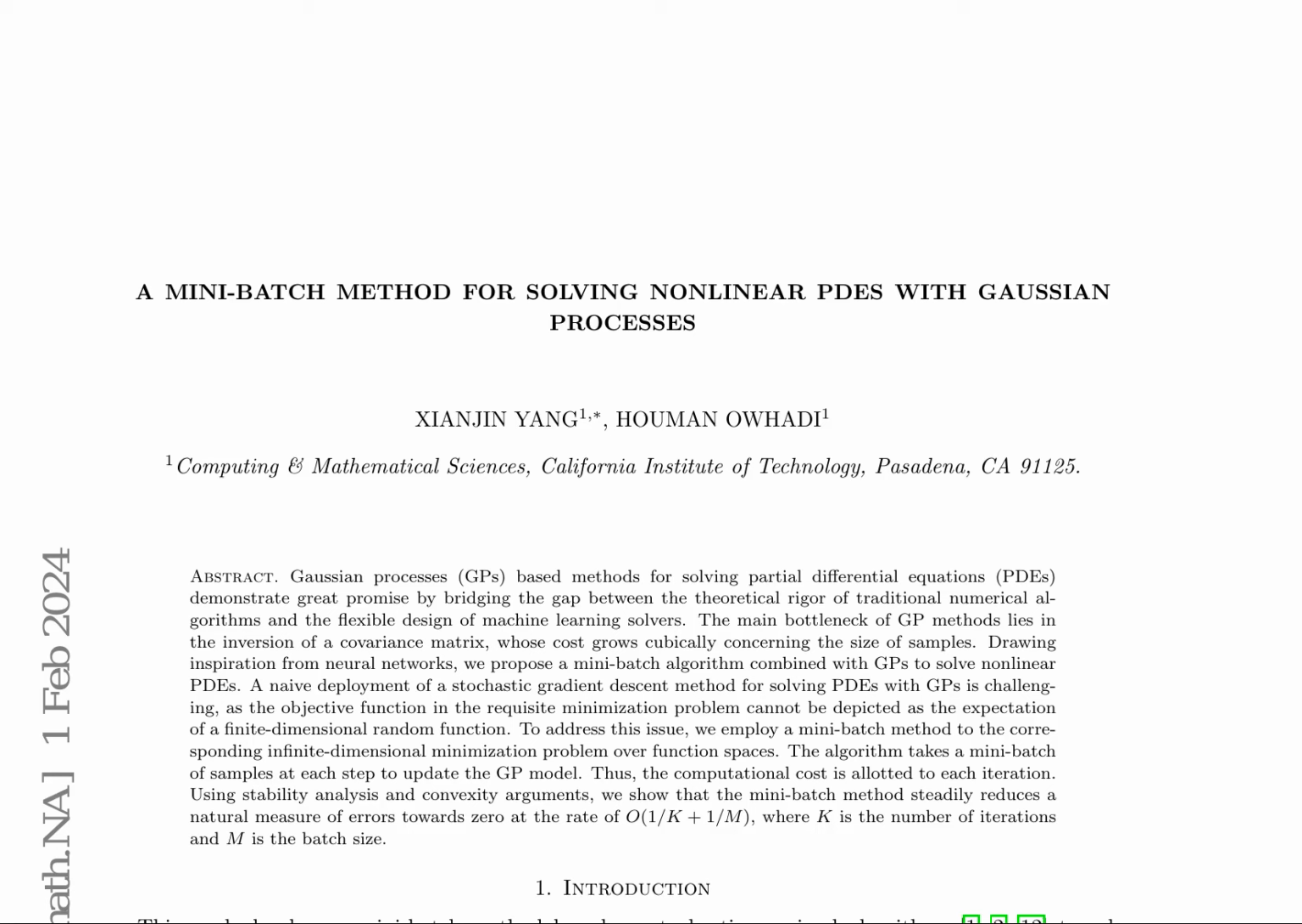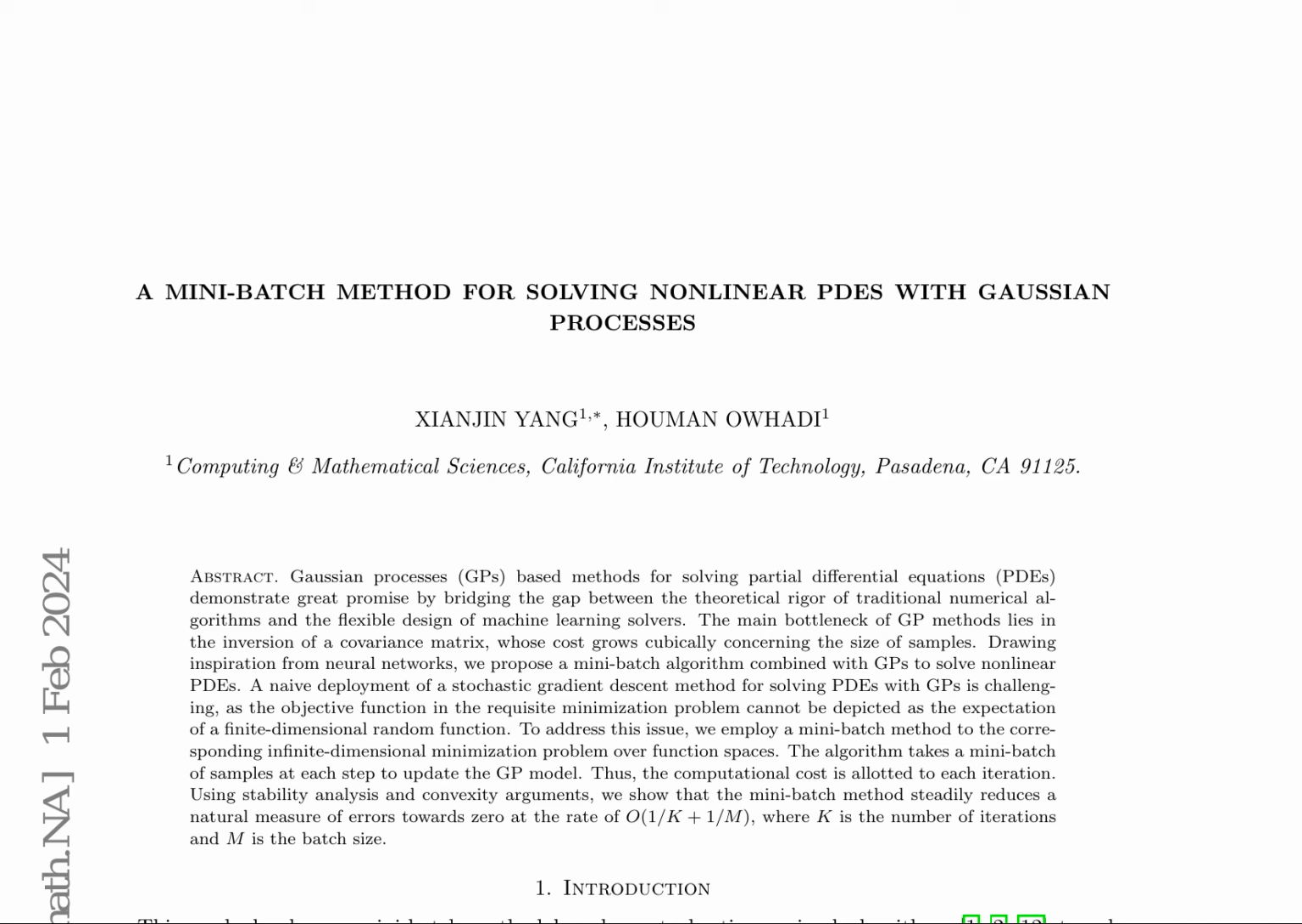The paper proposes a mini-batch method for solving nonlinear partial differential equations, PDEs, using Gaussian processes, GPs. The main challenge in GP-based methods lies in the inversion of a covariance matrix, whose cost grows cubically with the size of samples. Inspired by neural networks, the authors develop a mini-batch algorithm to update the GP model, reducing the computational cost to each iteration.